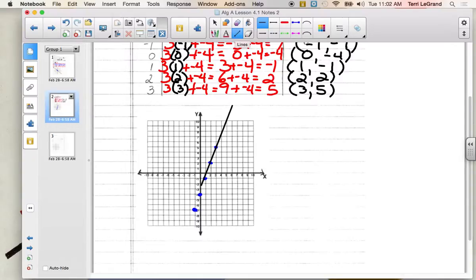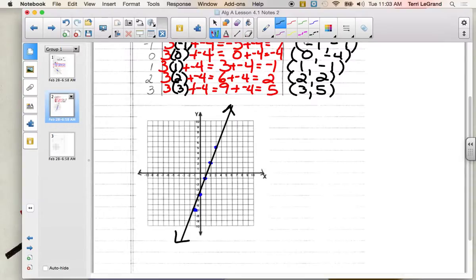So now we'll draw our line going through our points with arrows at both ends to show that that line really goes on forever and ever in both directions, has an infinite number of points on it. We only graphed 5 of them to get a good picture of it. Okay, so any questions about this one?